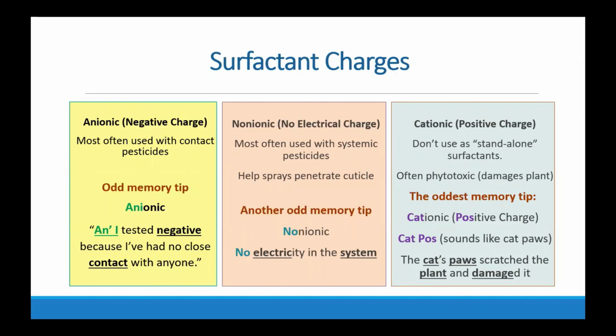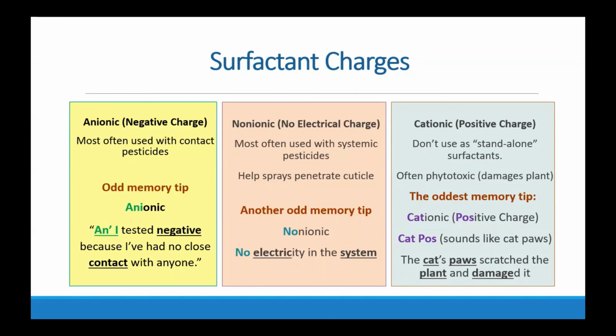Anionic means negative charge, most often used with contact pesticides. My odd memory tip is anionic, and I tested negative because I've had no close contact with anyone. Non-ionic means no electrical charge. These are most often used with systemic pesticides, and they help sprays penetrate the cuticle. Another odd memory tip is non-ionic, no electricity in the system.